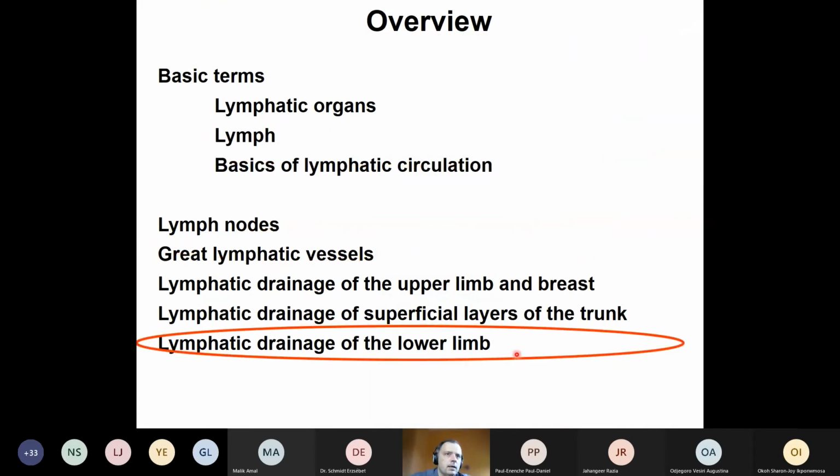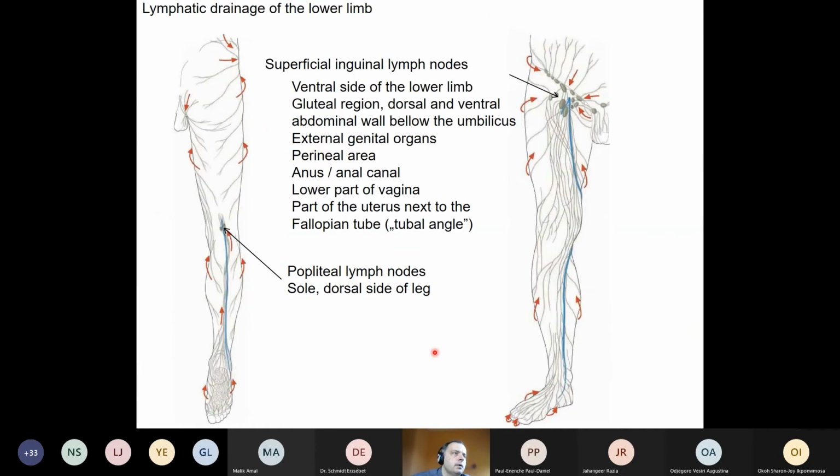And finally, before I give the floor to Dr. Schmidt, I would like to tell you the lymphatic drainage of the lower limb. The lower limb has lymph nodes which are situated mainly in the inguinal area next to the inguinal ligament. If we compare these two figures, this one is a posterior view, and it shows the sole of the foot, the plantar region. And this here shows an anterior view with the dorsal side of the foot.